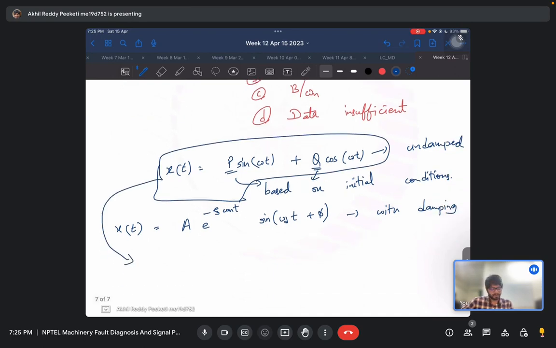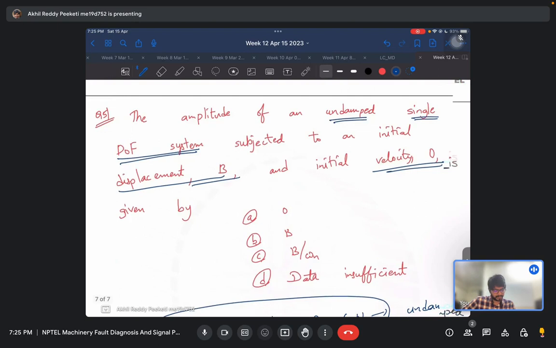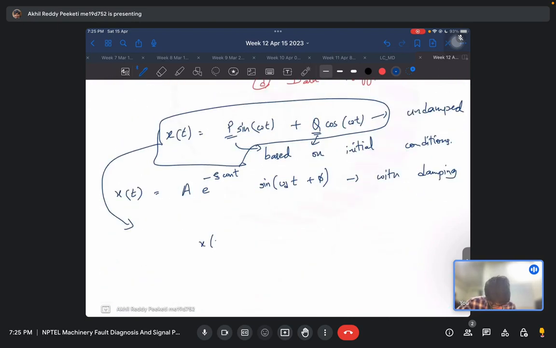Now what is given? We have been given initial displacement B. So x of 0 is equal to B. If you substitute that, P sin 0, so P into 0 plus Q cos 0, which is 1. So this is equal to Q. So Q is equal to B.